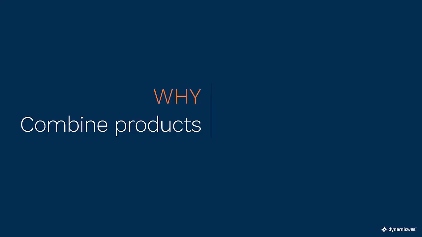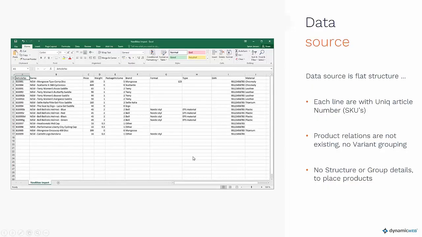So, why do we need a function we call combined products? Well, as you may know, not all source data are structured or are with information you can use for organizing or grouping your products. This example you see on the screen now is an example of an Excel sheet, where you have all your products listed in a plain list. So there is no information for grouping, there is no information about products that are related to each other or are variants or whatever. So it's just a clean list of products.